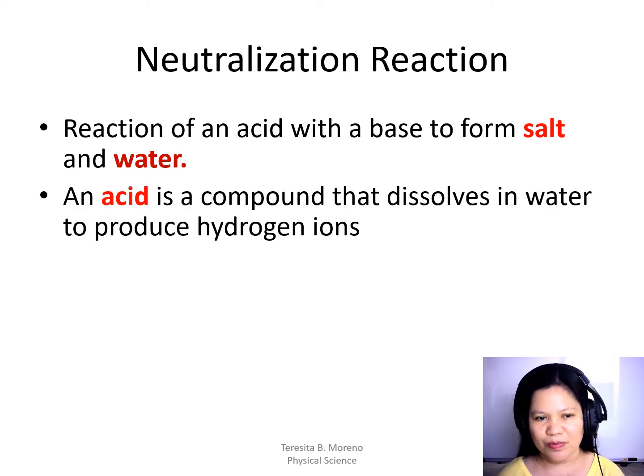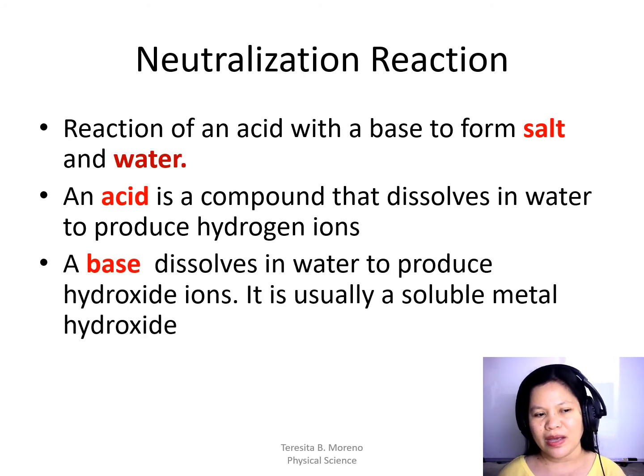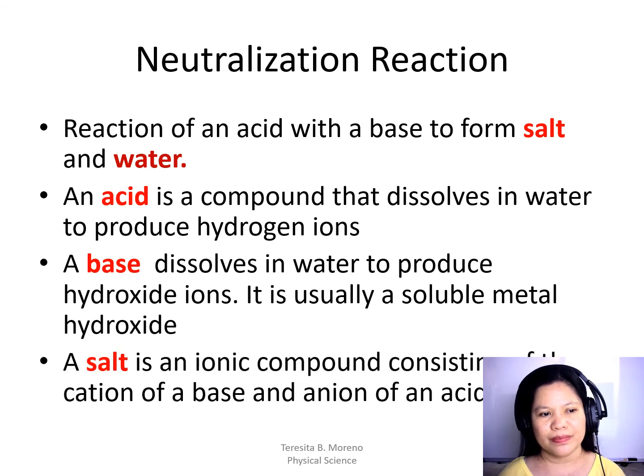Okay, an acid is a compound that dissolves in water to produce hydrogen ions. And a base also dissolves in water to produce hydroxide ions. It is usually a soluble metal hydroxide. So remember the different components: salt, water, acid, and base.